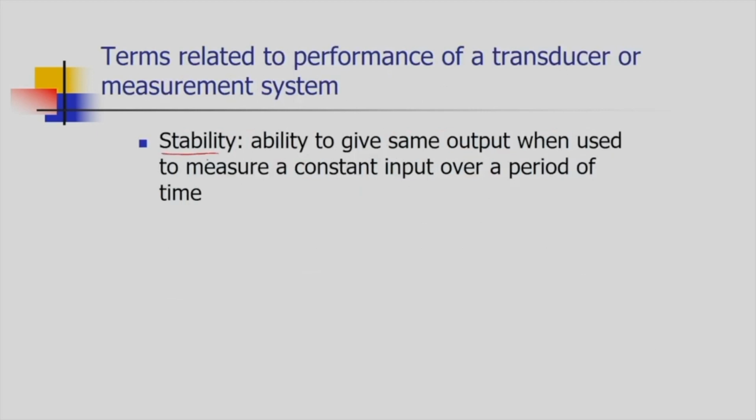Stability is defined as the ability to give the same output when used to measure a constant input over a period of time. So, let us consider the example of a furnace. The continuous heating is carried out at a constant voltage, in an induction furnace. So, we are applying the electrical field continuously, and the input is also fixed.